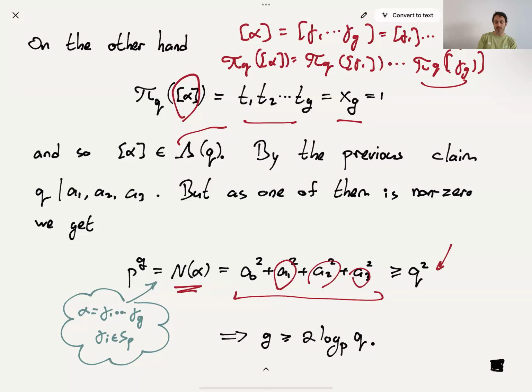Okay, at least one of the A i's, 1, 2, or 3, is at least q in absolute value. And so if you look at the norm of alpha, which by definition is this thing, on one hand, it's at least q squared, because one of these is at least q, divisible by q and non-zero. On the other hand, alpha is just a product of the gamma i's, and all of them are in SP, so the norm of alpha is p to the g, just the product. From here, you can see immediately that g is at least 2 log q to the base p. Right, so the norm kind of captures the length of the path, and because it's in a quotient group, it must be large enough, and so forth.